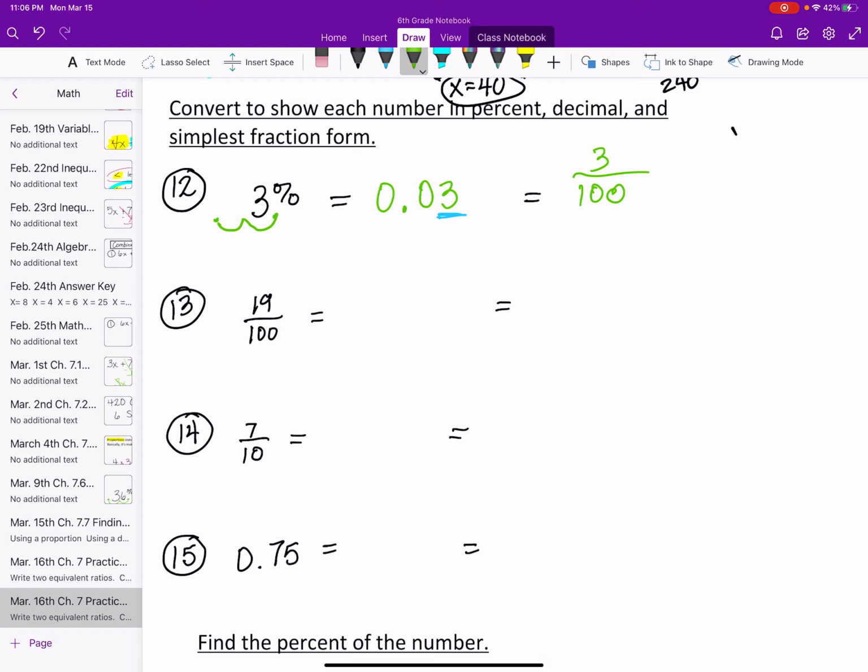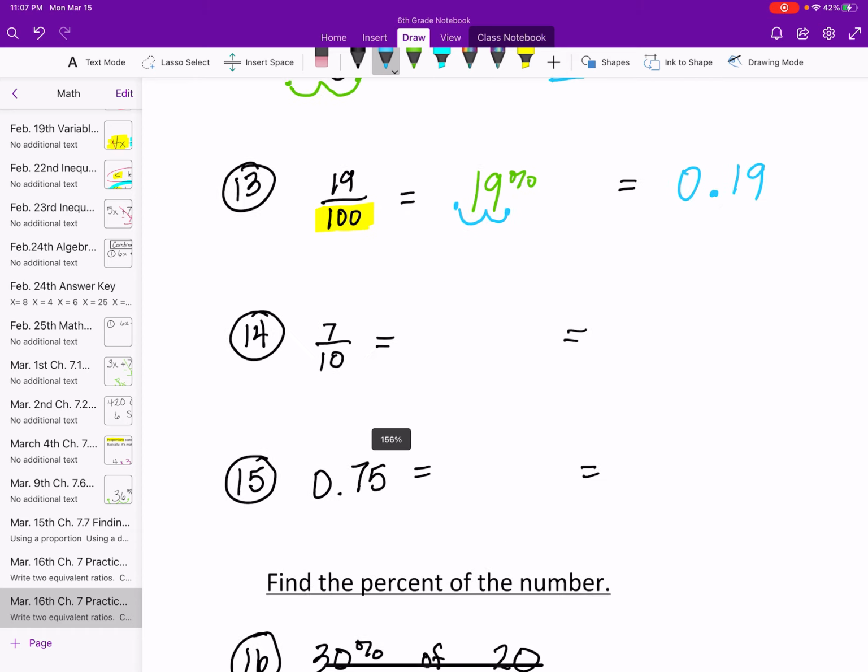Okay, next one. So I have 19 over 100. If I automatically have a 100 on the bottom, that's exactly like saying 19%. So if there's a 100 on the bottom of your fraction, you can automatically take that top number and make it into a percent. So 19 over 100 is the same as saying 19%. Or if I'm making it into a decimal, I'm going to move that decimal place 2 places to the left. And my decimal is 0.19.